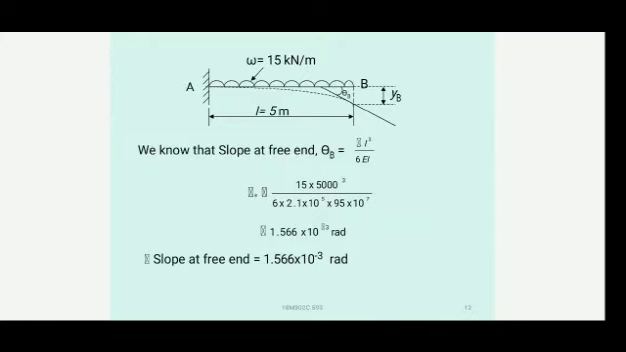Here, according to the data, you can draw the diagram. End A is fixed, end B is free. The uniformly distributed load is given, that is 15 kilonewton per meter. The length of the beam is also given, that is 5 meters. You can draw a cantilever beam with uniformly distributed load.